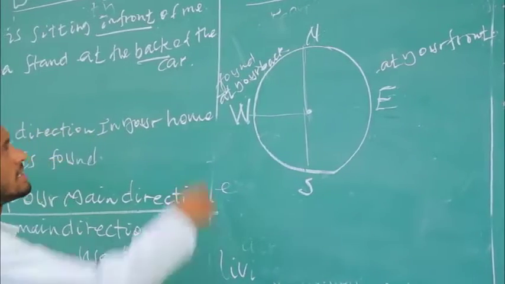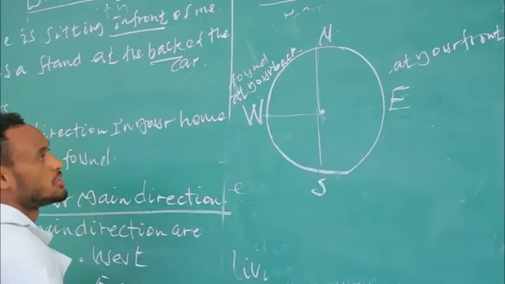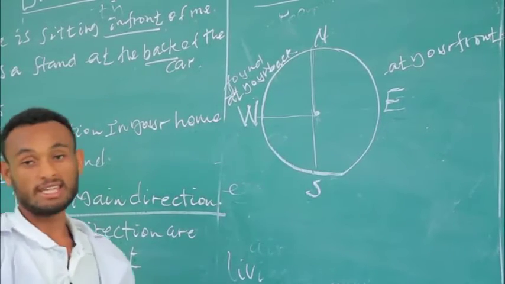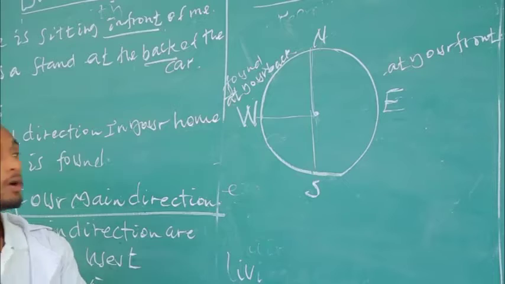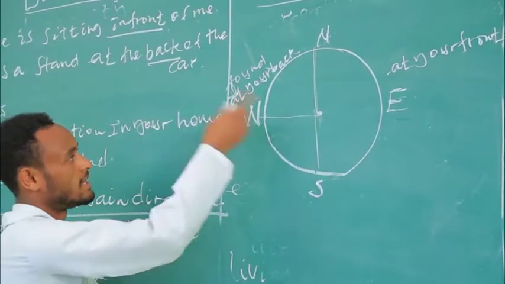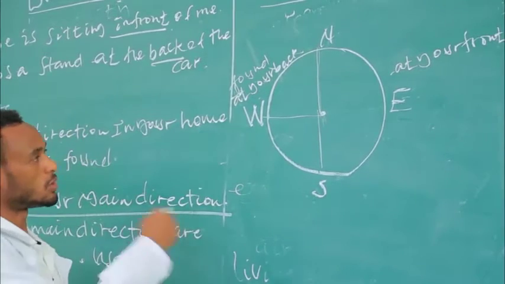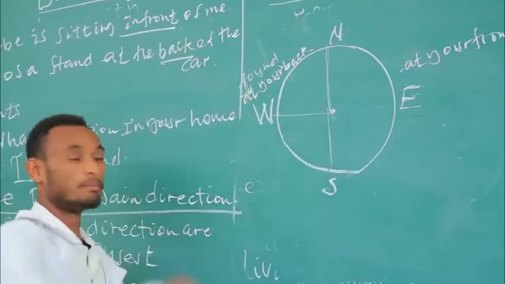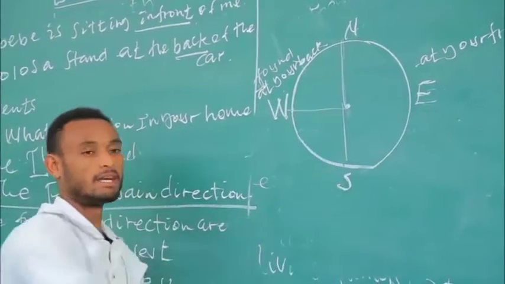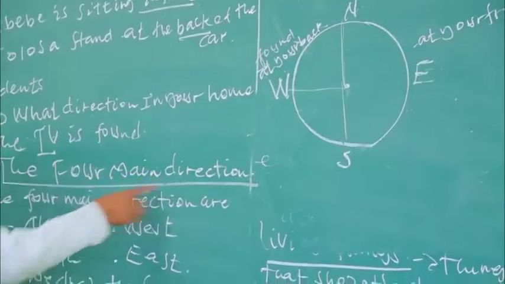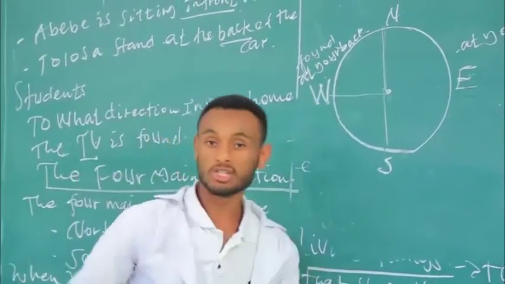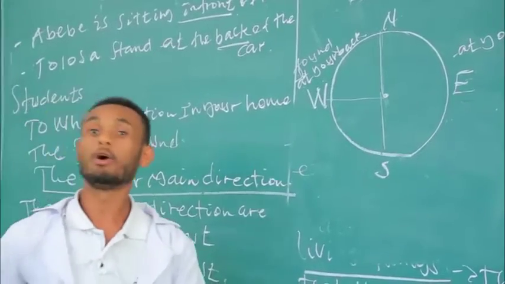Students, these are the main four directions, which are used for locating a given object, even at a distance or in far areas. So you can show directions by using these main four directions: west, east, north, and south. By using these four main directions, you can locate a given object.